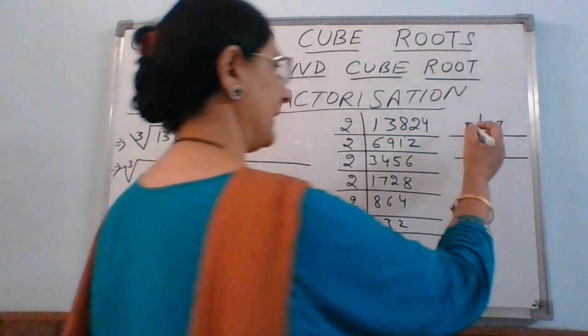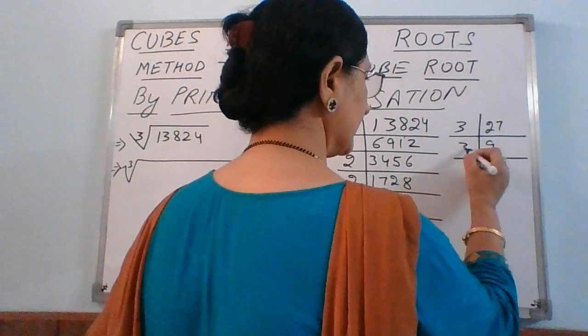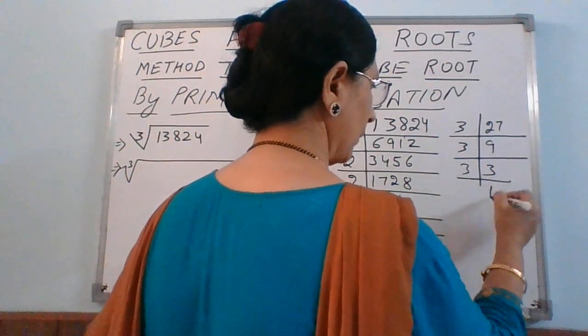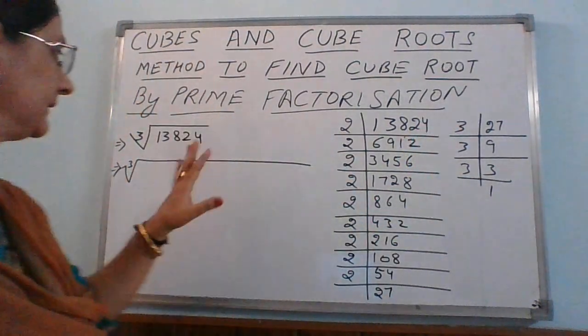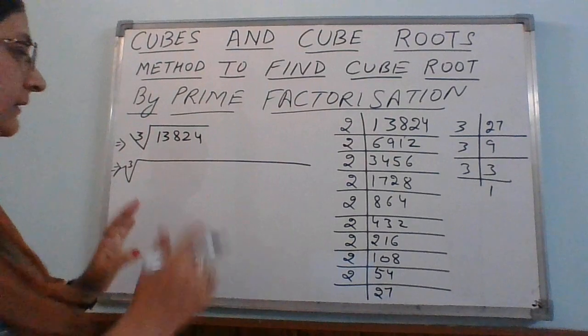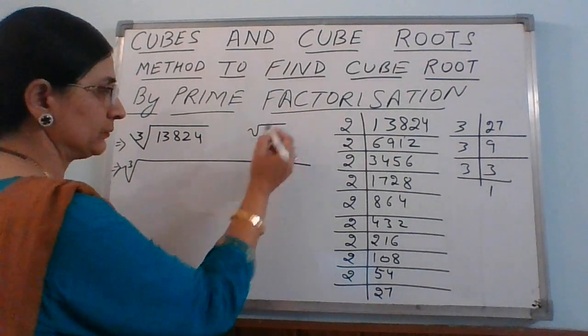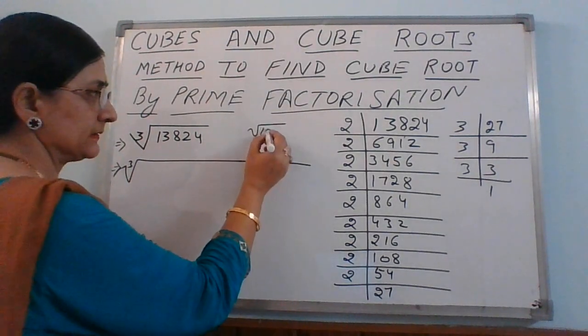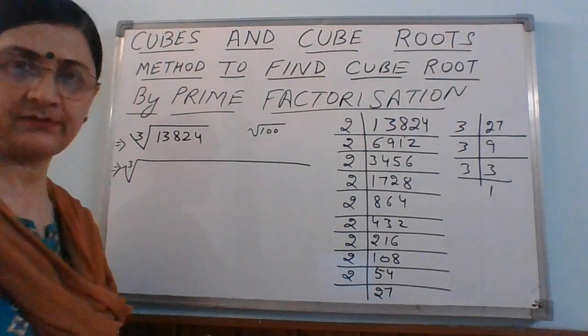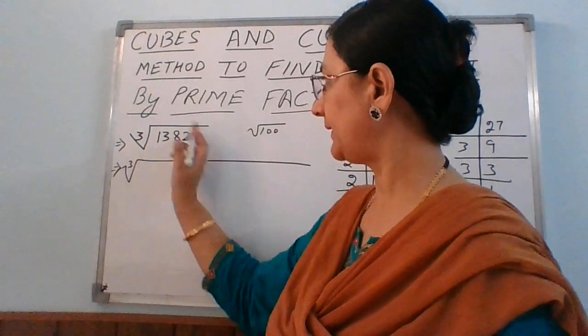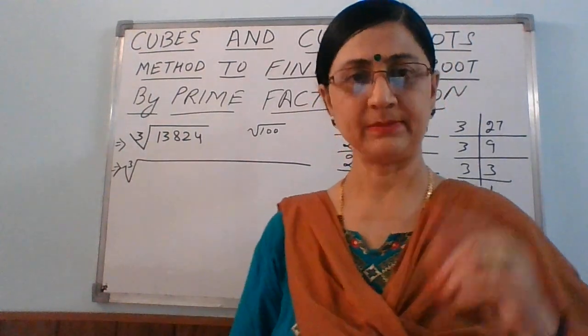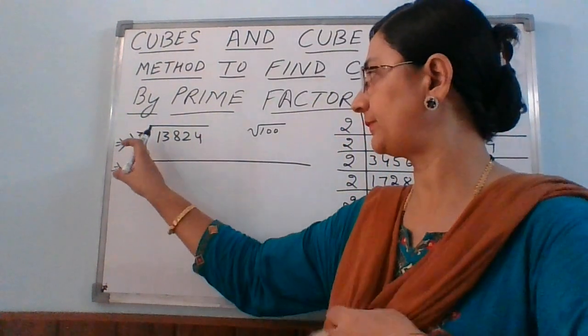So it is divisible by 3. 3 9s are 27, 3 3s are 9, and 3 1s are 3. So these are the factors. Now we have to write here these factors. Cube root. Whenever we take square root, we write only this much, right? Like it's a 100. When we write the cube root, the index of the root, you have to write 3. That means the cube root, right? Third root of this, right?